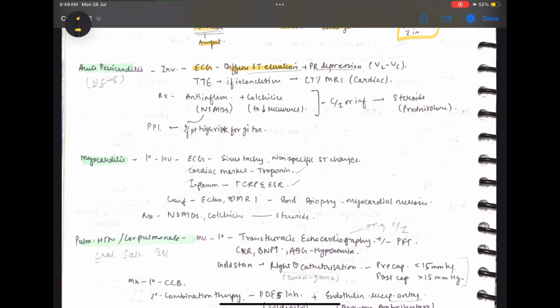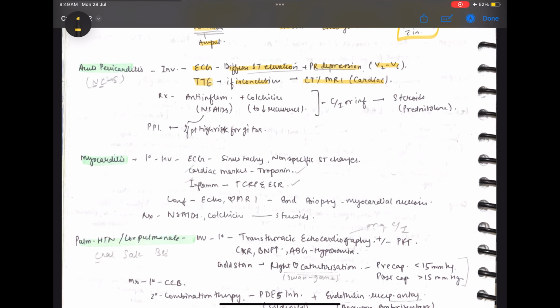So this ECG finding is very much important. You have to see what this ECG looks like and just try to memorize it. Then we can do transthoracic echo. If it is inconclusive, then we'll have to do CT or MRI. This is for the investigation part.